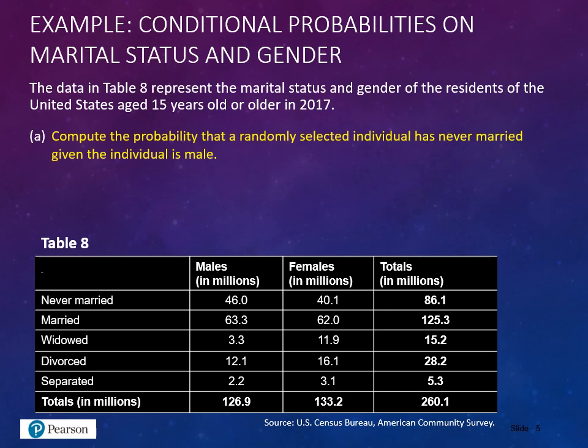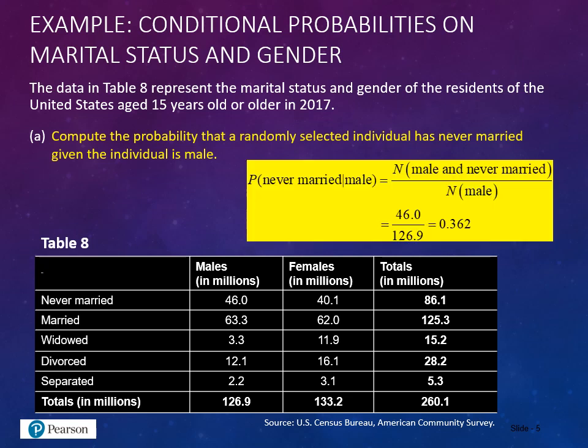The denominator is the event that is given, that the individual is male. So we're looking for the total number of males in the survey, which is 126.9, and that is our denominator. Again, the combined number of outcomes divided by the number of outcomes in the given event. And so 46 divided by 126.9 gives us a probability of 0.362, so about 1 in 3.